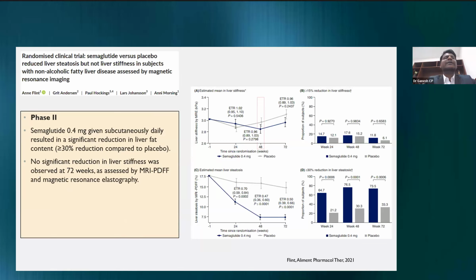The initial study of semaglutide was done in the year 2021, which was a daily dose study. It is a phase 2 study, where the patient was given 0.4 milligrams subcutaneously daily. But this is a non-biopsy study, meaning the patient was not subjected to biopsy before and after the trial. Still, this drug showed reduction in liver fat, but there was no reduction in the liver stiffness. This is the initial study which was done in 2021.